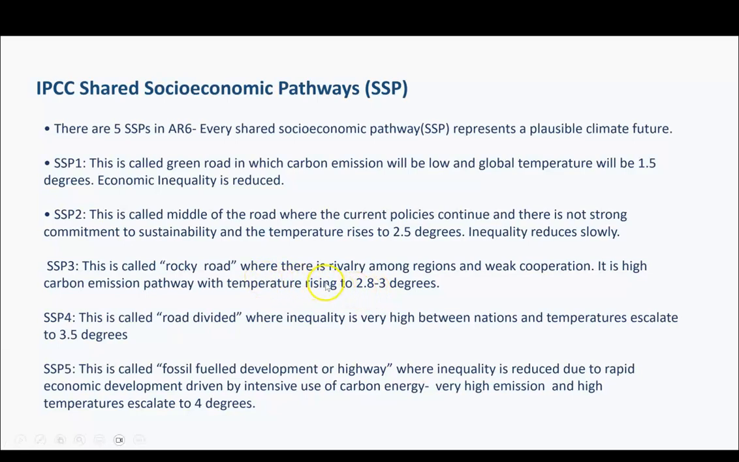So in SSP3 there is rivalry among nations. That's one characteristic. Number 2 characteristic is weak cooperation. Countries are not cooperating. They prefer to chase their own national interests instead of coming together to cooperate to fight global warming. And the temperature is going to rise astronomically to 2.8 to 3 degrees Celsius. The reason is that there will be high carbon emission, and this high carbon emission will drive the global temperatures to 3 degrees Celsius.